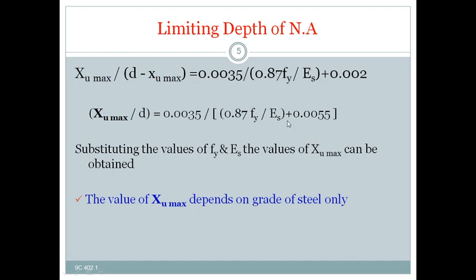If you substitute the Young's modulus value of steel and the Fy value of steel in this equation, we can obtain the maximum depth of neutral axis, or the limiting depth of neutral axis. As we know, Es, the Young's modulus of steel, is constant, that is 2 into 10 power 5 Newton per mm square. So this is constant. Now tell me, on what parameters does your limiting depth of neutral axis depend?